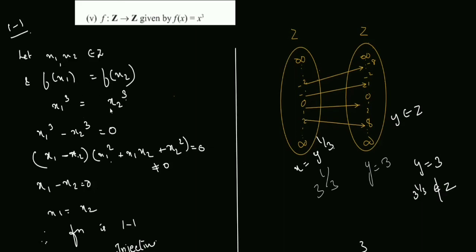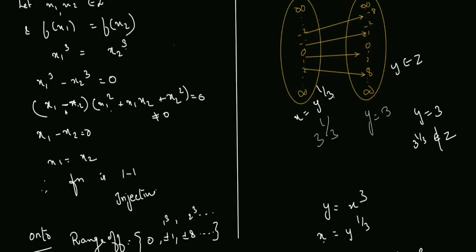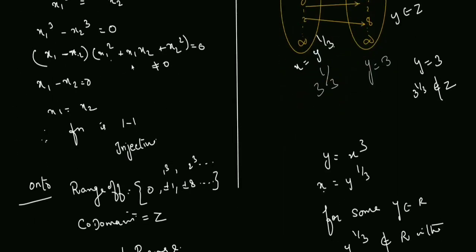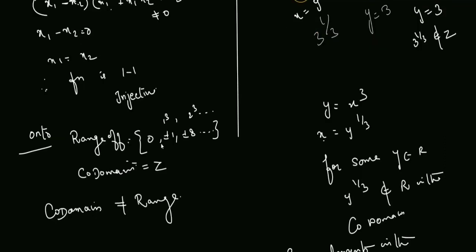How do you prove it is 1 to 1? f of x1 is equal to f of x2. x1, x2 belongs to Z. So f of x1 is x1 cube, f of x2 is x2 cube. Use the identity (x1 minus x2) into (x1 square plus x1 x2 plus x2 square). This term will not become 0. This will become 0 only if x1 and x2 are imaginary numbers. That is only if they belong to the set of complex numbers. Here the set is only integers. So it is not equal to 0. So x1 minus x2 is equal to 0. So x1 is equal to x2. Therefore the function is 1 to 1. Therefore it is injective.